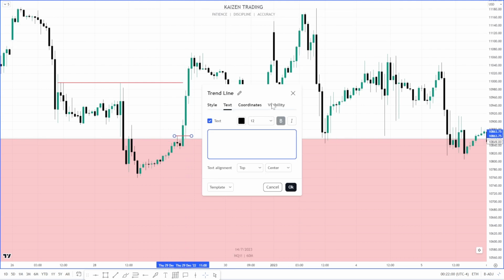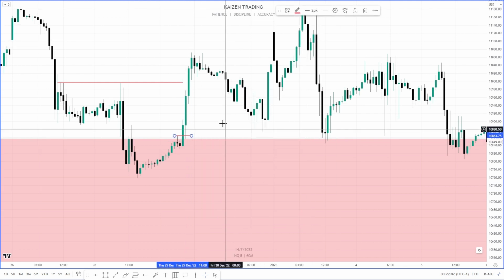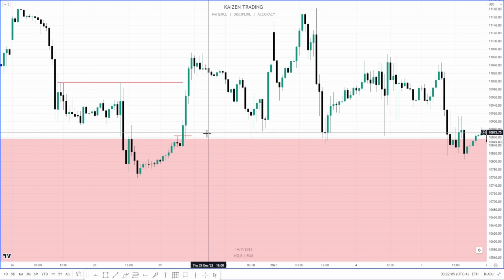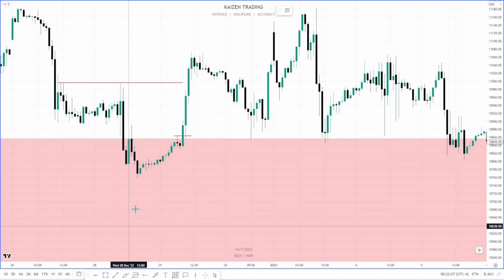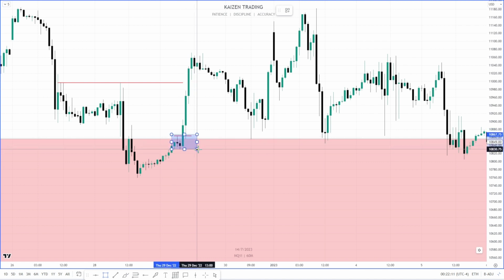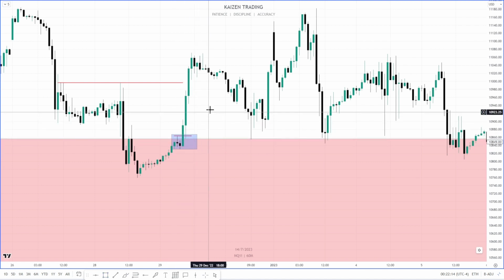Okay, let's see our visibility. Cool. Okay, so now we're going to highlight this area. We have that line there. And we're going to look at a lower time frame.